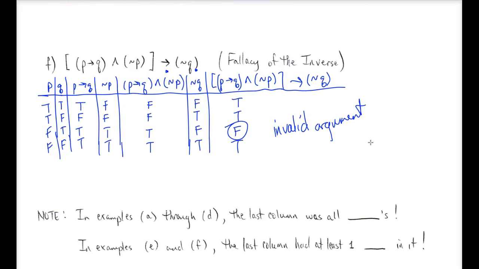So let's move down here. We know that in examples A through D that we did, the last column was all T's. In other words, it was true. And in examples E and F, we had at least one false, or at least one F in it. And of course, we know that this means a valid argument when we have the situation here, and when we have at least one false outcome, that's going to be an invalid argument.